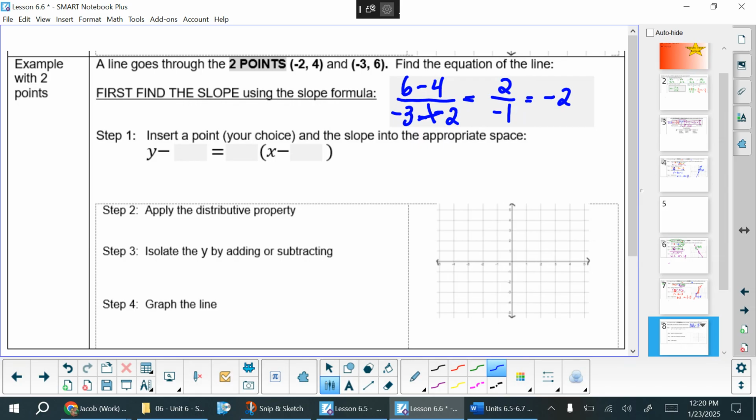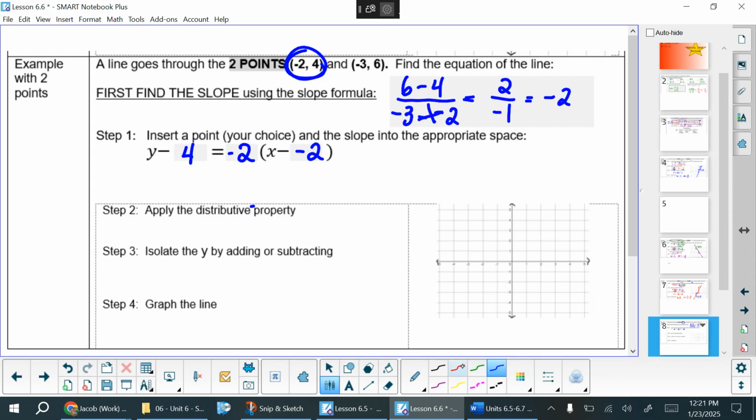When we go to plug in our points to our point-slope form, we can pick either point that we like. I'm just going to pick this one because it's first. Why not? Which means the 4 is going to go in with the y. The -2 is going to go with the x. Make sure it's minus -2. And our slope is -2.